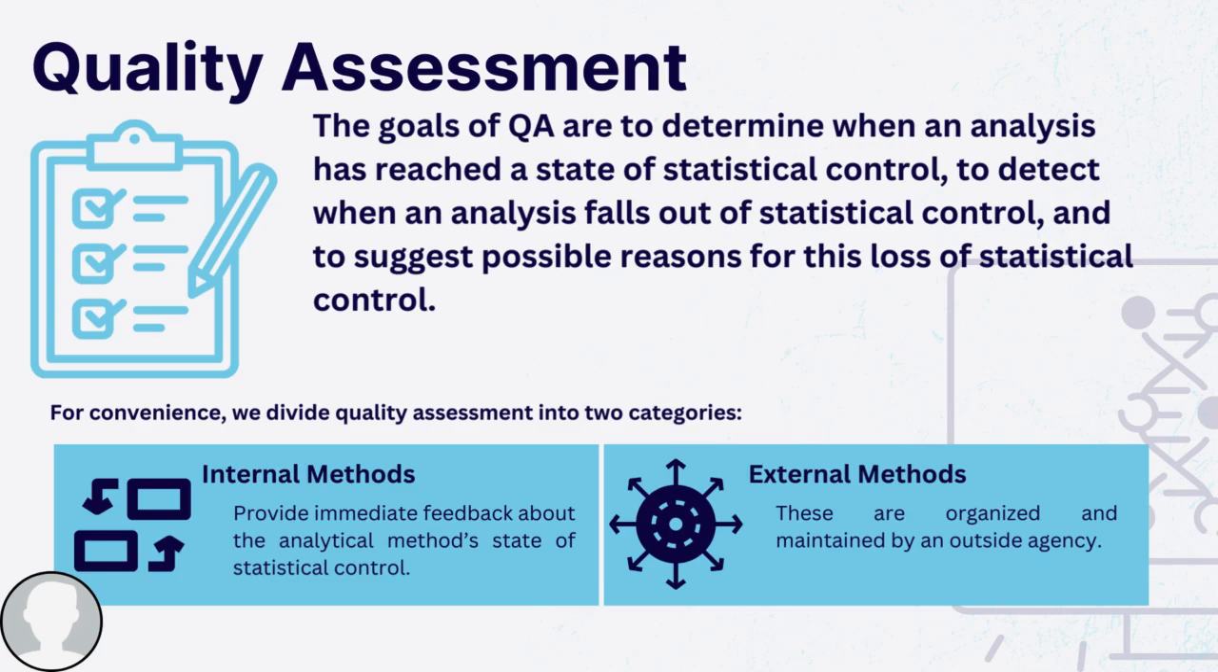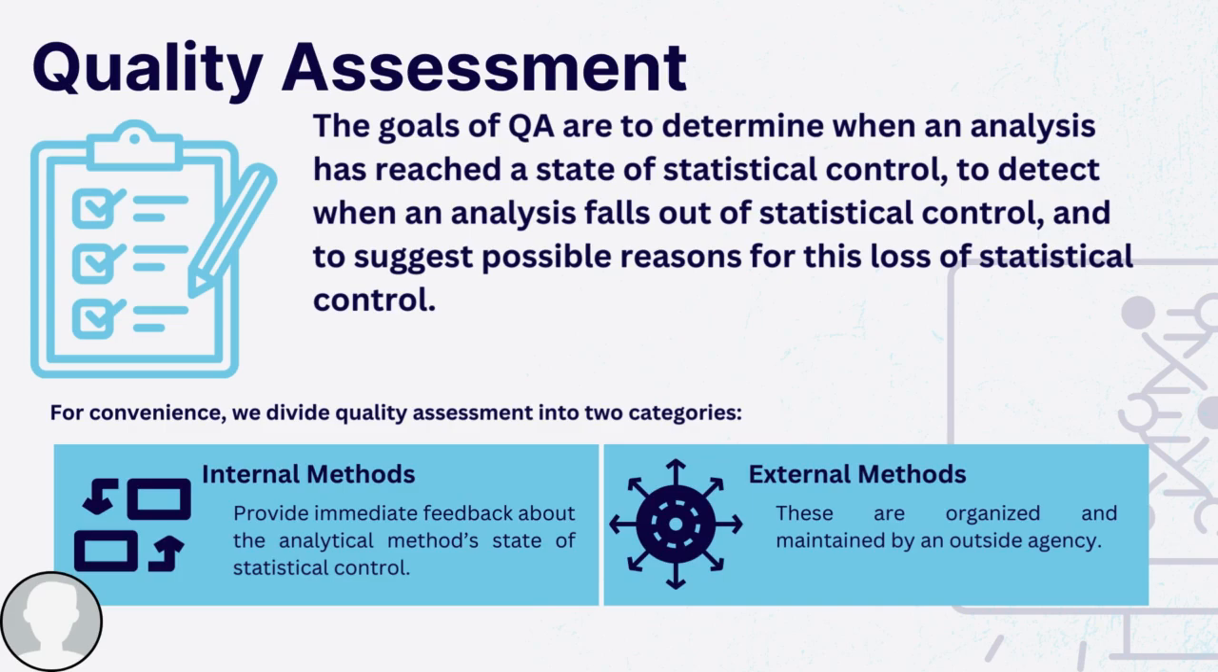For convenience, we divide quality assessment into two categories: internal methods, coordinated within the laboratory, and external methods organized and maintained by an outside agency. As for internal methods of quality assessment, the most useful methods are those coordinated by the laboratory, providing immediate feedback about the analytical method's state of statistical control.